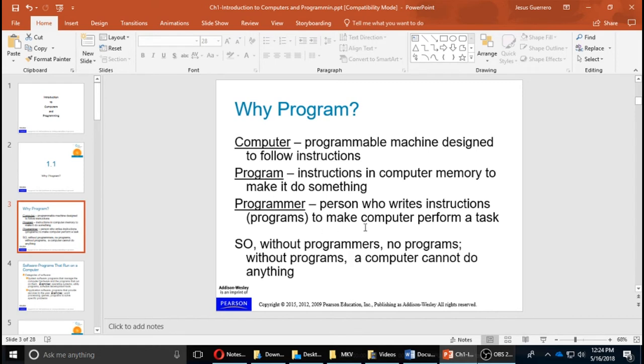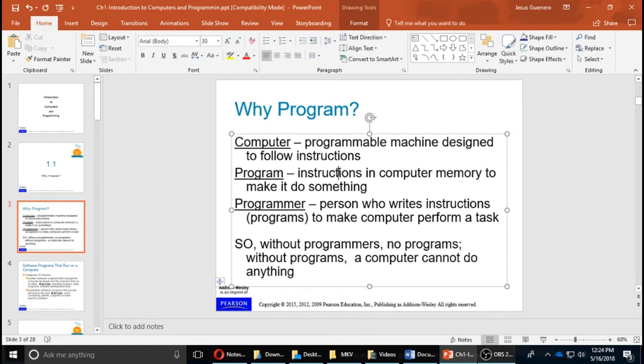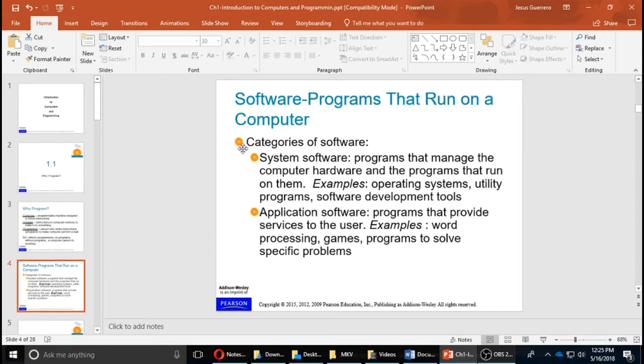And computers only follow instructions. The programmer is the person who writes the instructions for the computer to do the task. So without programmers, there's no programs. Without programs, a computer can't do anything because a computer is stupid.